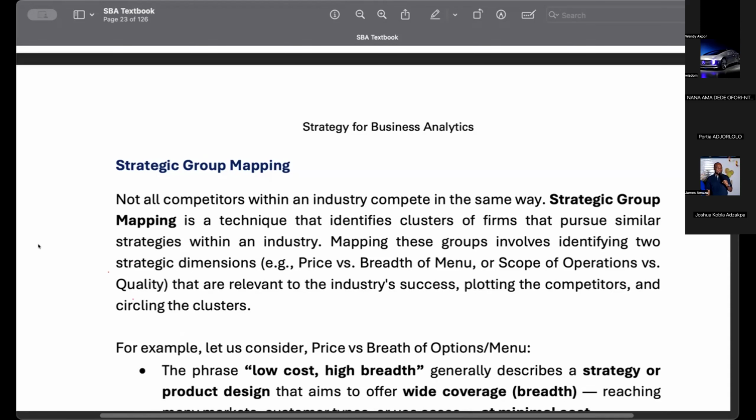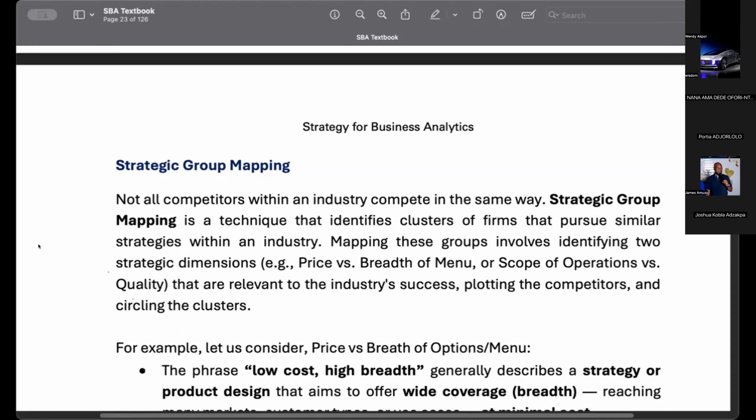Now you can do this by identifying two strategic dimensions, one on the X and one on the Y axis. You can have price versus breadth of menu or breadth of options, or scope of operation versus quality, or the nature of teaching versus quality. So you're comparing the nature of teaching across universities versus the quality.